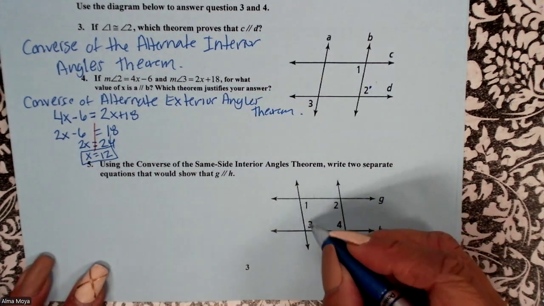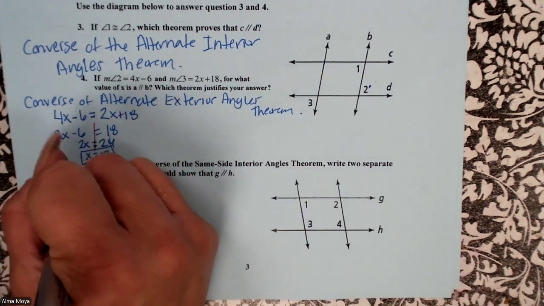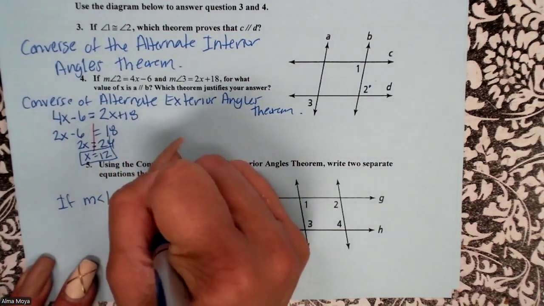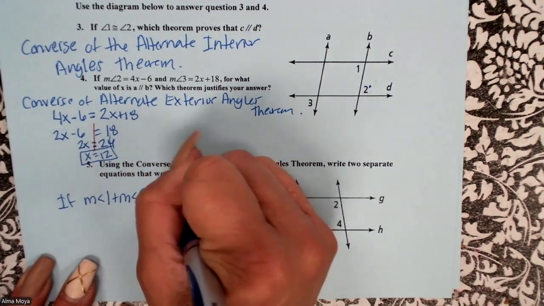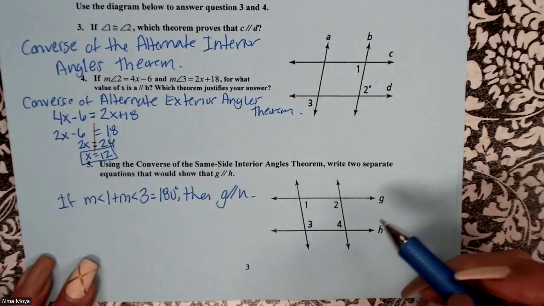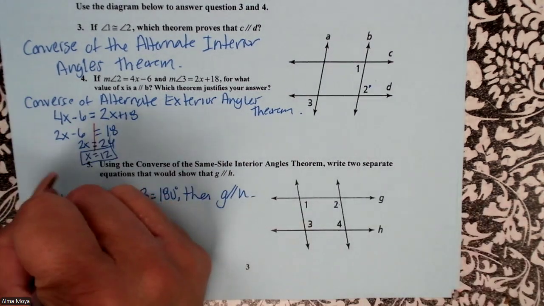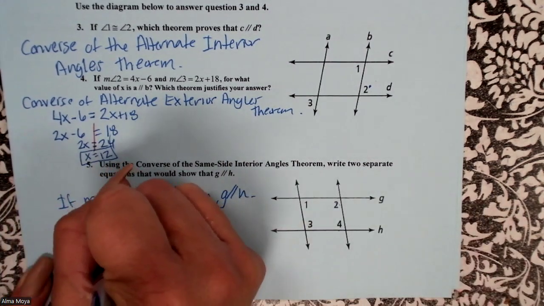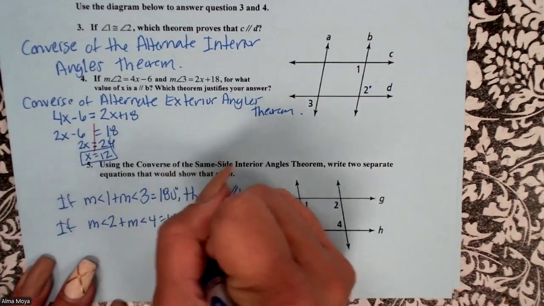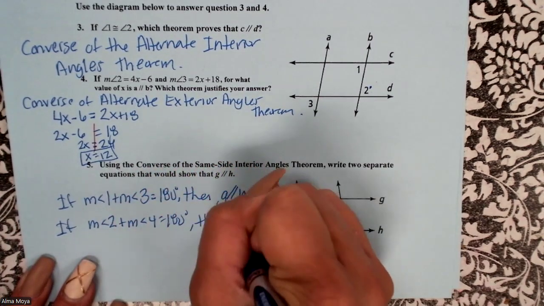All right, so we'll say 1 and 3. If the measure of angle 1 plus the measure of angle 3 equals 180, then G is parallel to H. And we can also say 2 and 4. If measure of angle 2 plus measure of angle 4 equals 180, then G is parallel to H.